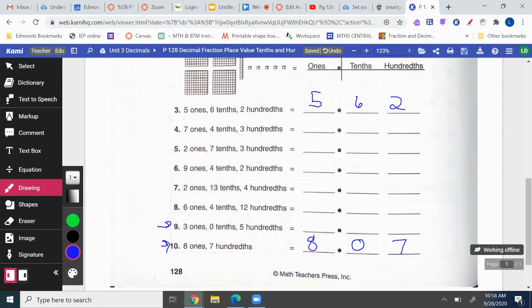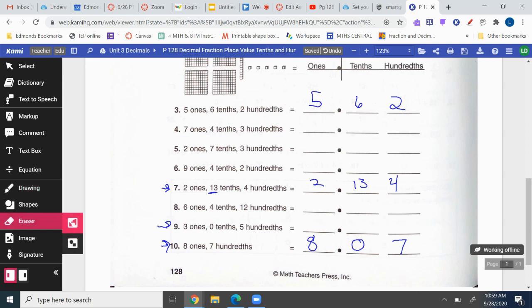And the next one they try to trick you on is number 7. And I don't want you to be tricked today. So they say I have 13 tenths. Well, that doesn't make sense in our brain because I can't go 2, 1, 3, 4. That's just too weird. So something is wrong with this.